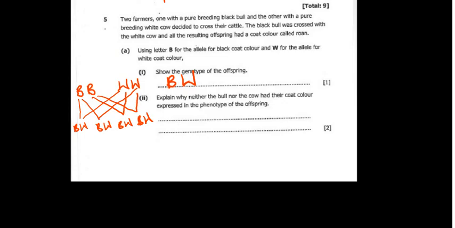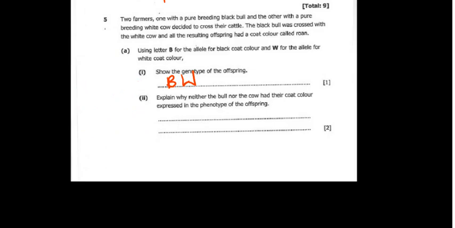And then question B2, let me just erase this. Question B2 says, explain why neither the bull nor the cow had their coat color expressed in the phenotype of the offspring. So this is because both the bull and the white cow were dominant. Okay, so both colors, which is white and black, were dominant.